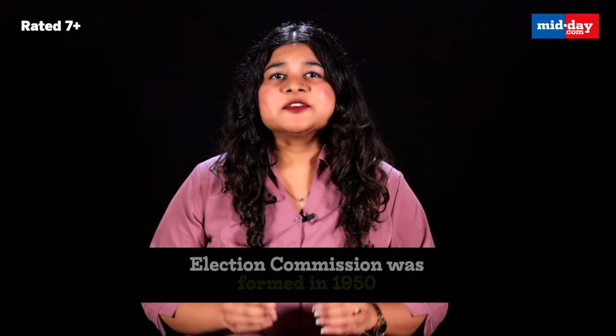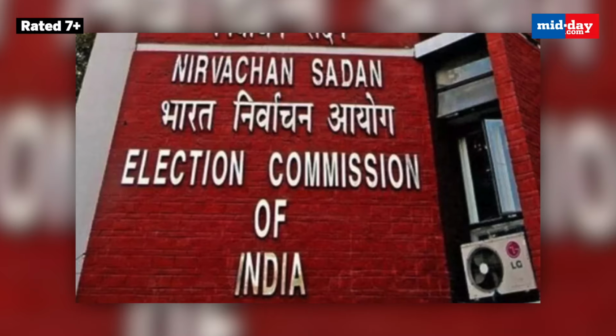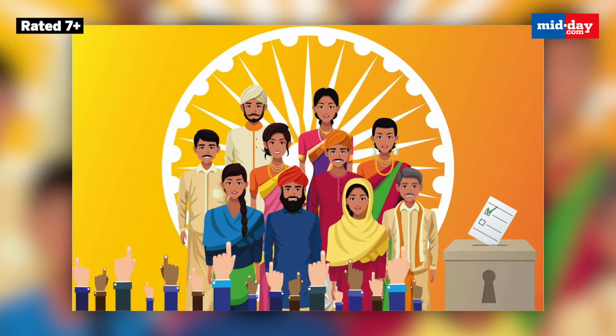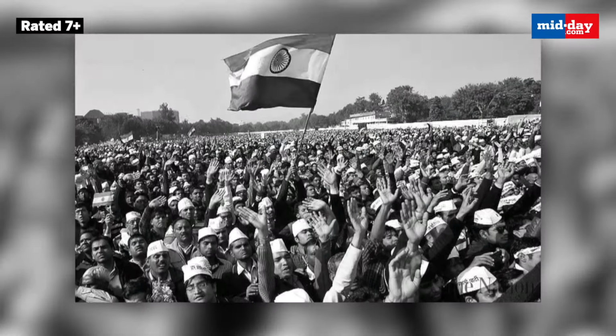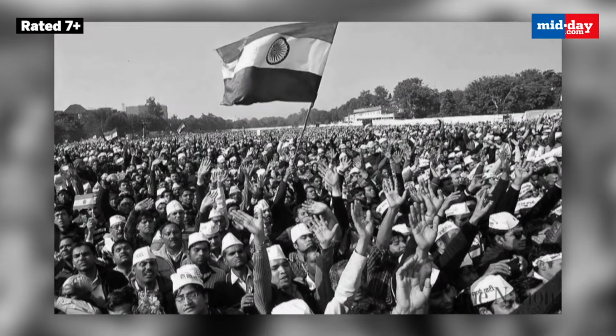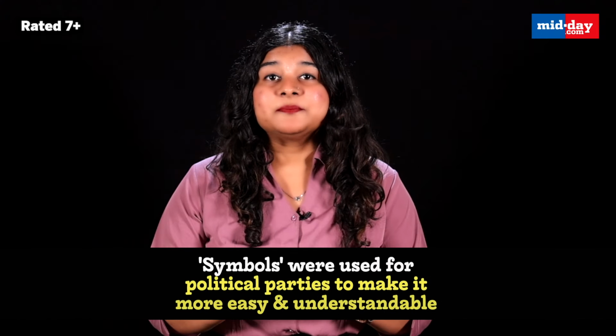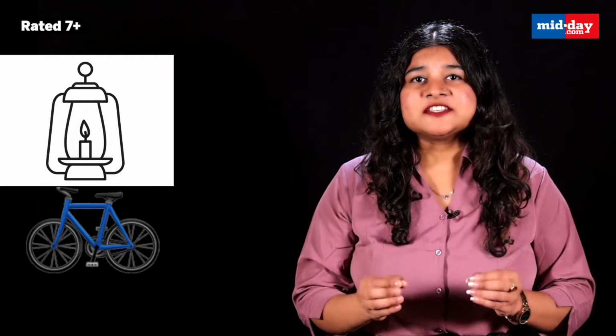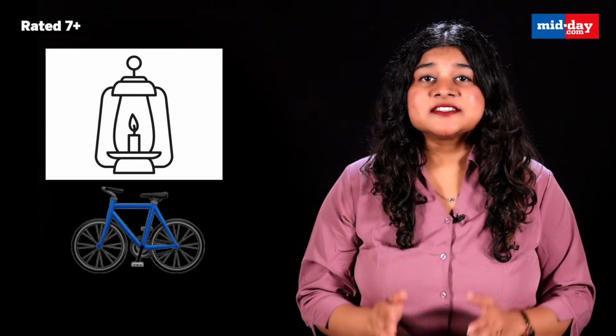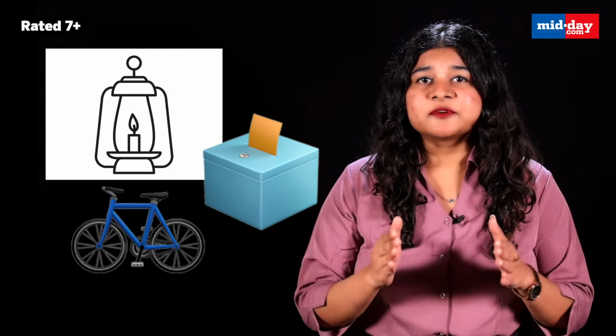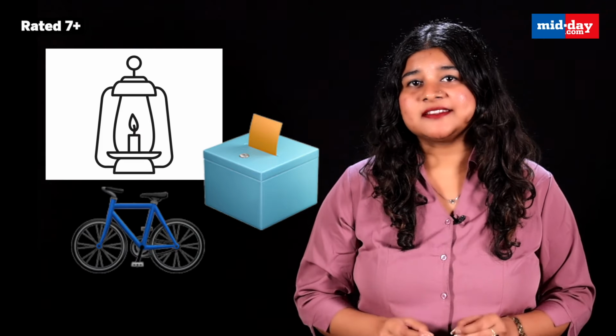Before the elections could take place, there was a lot of preparation needed. The Election Commission was formed in January 1950 with a huge task of organizing elections. This was no easy feat because at that time, India was a vast and diverse country with millions of eligible voters. Many among them were illiterate, making the process even more challenging. The Election Commission had to ensure that everyone understood how to vote, regardless of whether they could read or write. To tackle this, they used symbols for political parties, a simple but effective solution. For example, a party might have a lamp or bicycle as its symbol, making it easier for everyone to recognize and vote for their preferred party, even if they could not read the party's name.